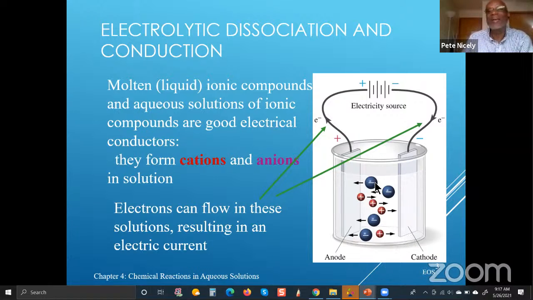And that's the reason why the negatively charged ions are called anions, right? Because they are attracted to the anode. And the positively charged ions are known as cations because they are attracted to the cathode.